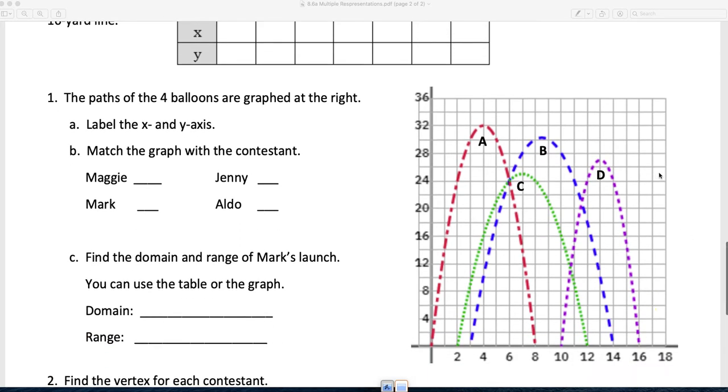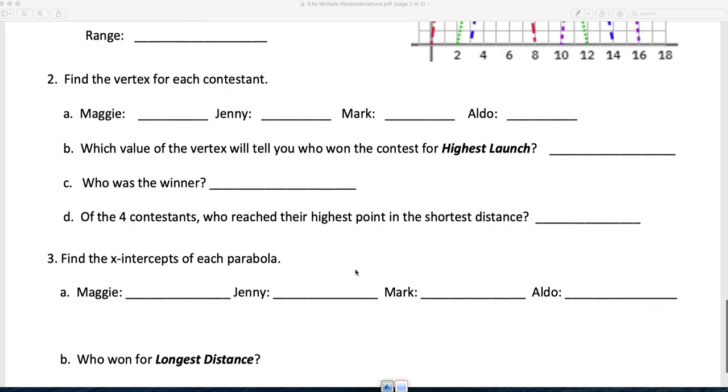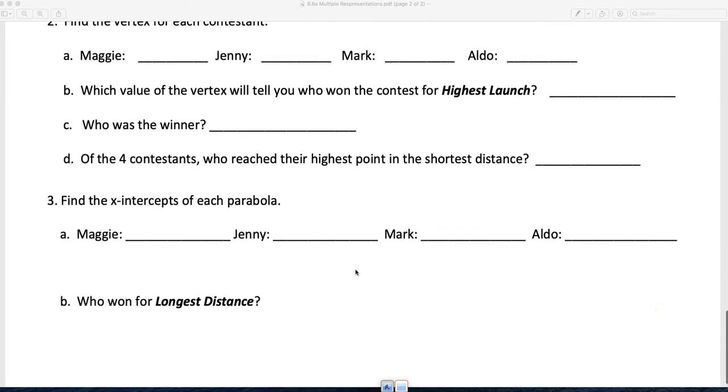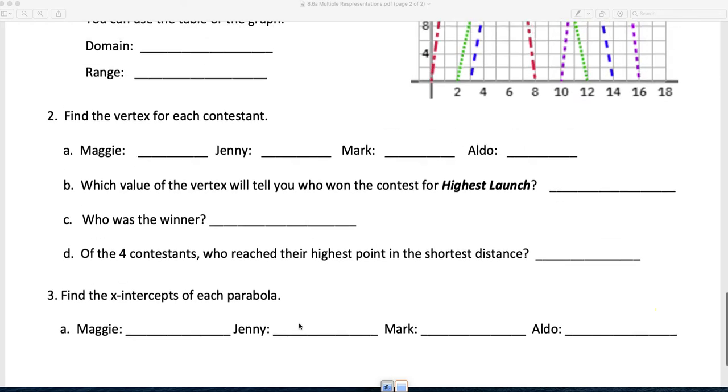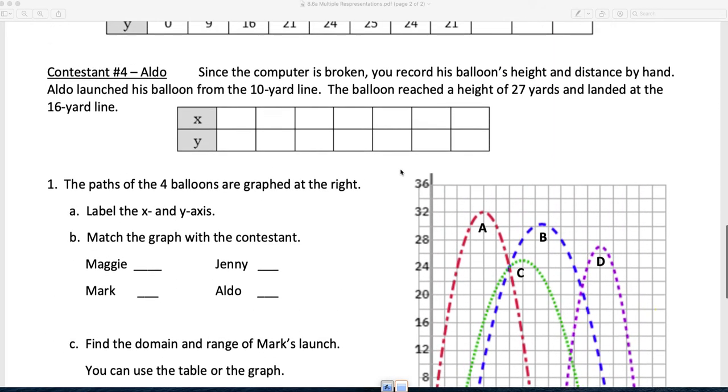All right, then here are the graphs for each one, and you are going to decide, first of all, to label the x and y axis, and you know what the variables are now. You're going to match the graph with the contestants. These are labeled as A, B, C, and D, so put a letter in each one of those using your table or your equation or whatever you need to match it. And after that, you've got questions to ask, not least of which is who won for highest launch and who won for longest distance.